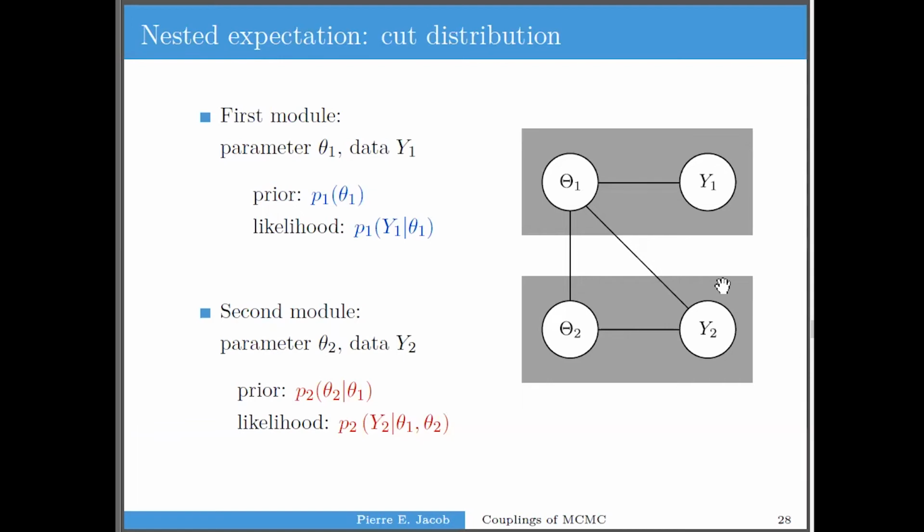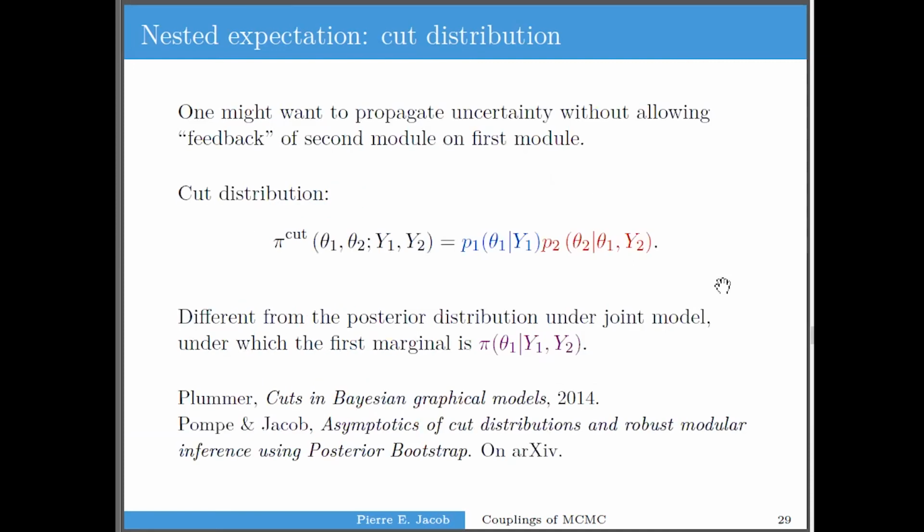So for example, θ1 might represent some missing data, and you have a mechanism to sample that missing data. Then given the imputed data, you do some sort of regression, so you define your regression using the imputed data. Overall, you have those two models that you could fit jointly. But in fact, many people would not fit them jointly. They would like to propagate the uncertainty of, say, the missing data onto the final estimate without necessarily using the second stage to change the way that the missing data is imputed. And that leads to the so-called cut distribution.